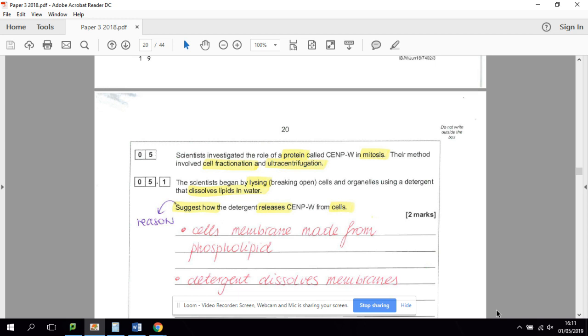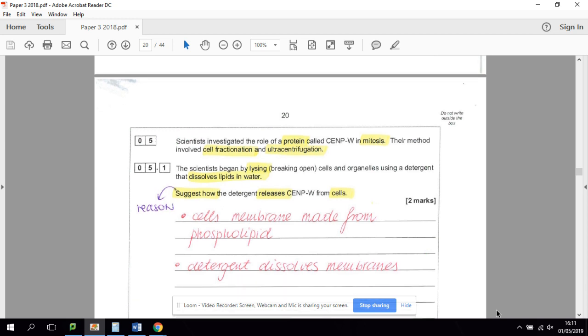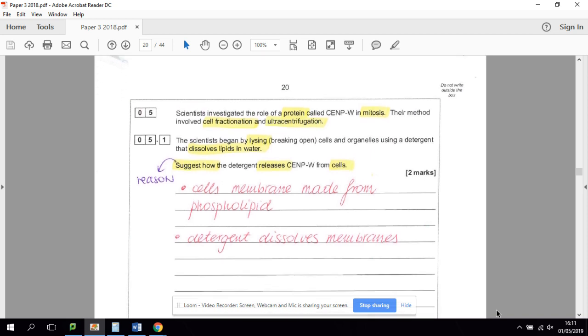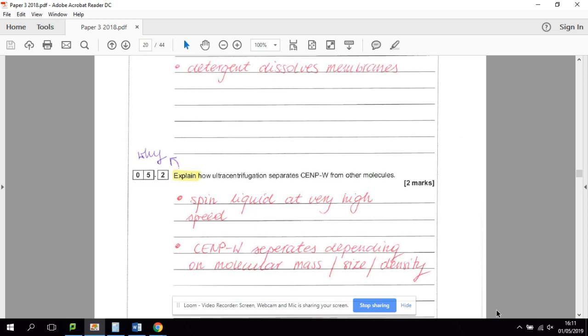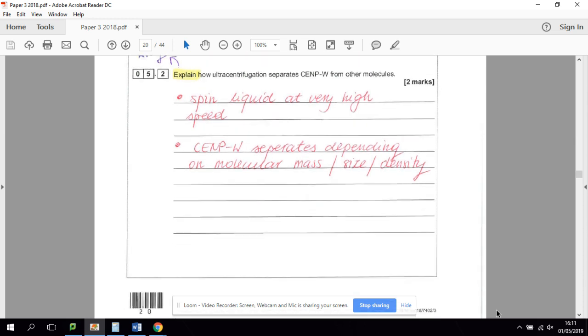Know the stuff that you need to release the organelles. The cell membrane is of course made of phospholipids, so we need to dissolve the membrane. Right. Explain how ultracentrifugation will separate those from other molecules. We need to spin it at high speed, and it will separate the organelles by mass, by size, by density. So that's your year one, really easy, lovely content question.